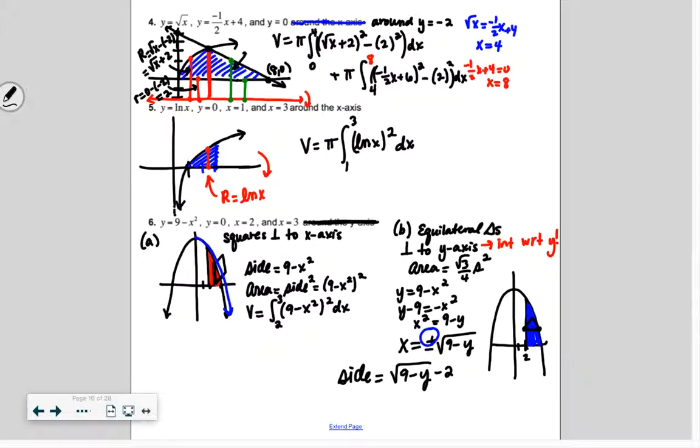Is the axis of rotation ever going to be a curve? No. That would be cool, though.